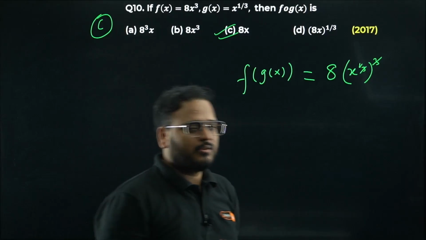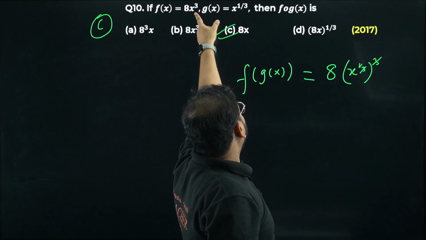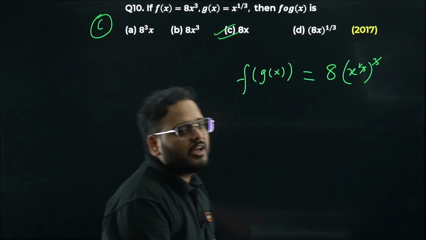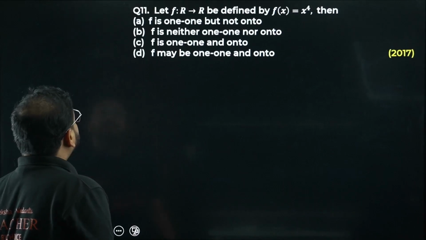Do I need to explain this? Okay, please check. x power 1 by 3 is there, no? Here, the g value. You put the whole cube to that. 3 and 3 are cancelled. Your answer is 8x, option C is right. Question number 10 is done.